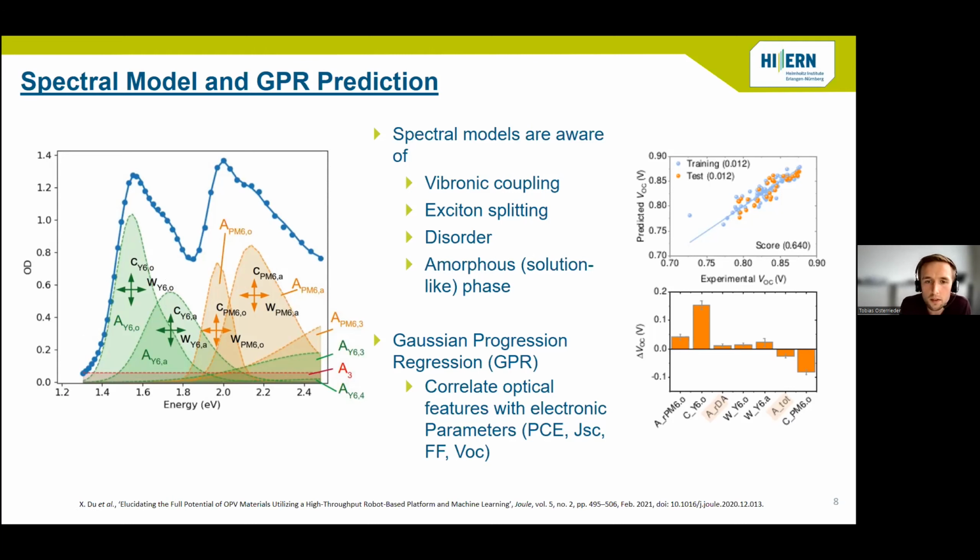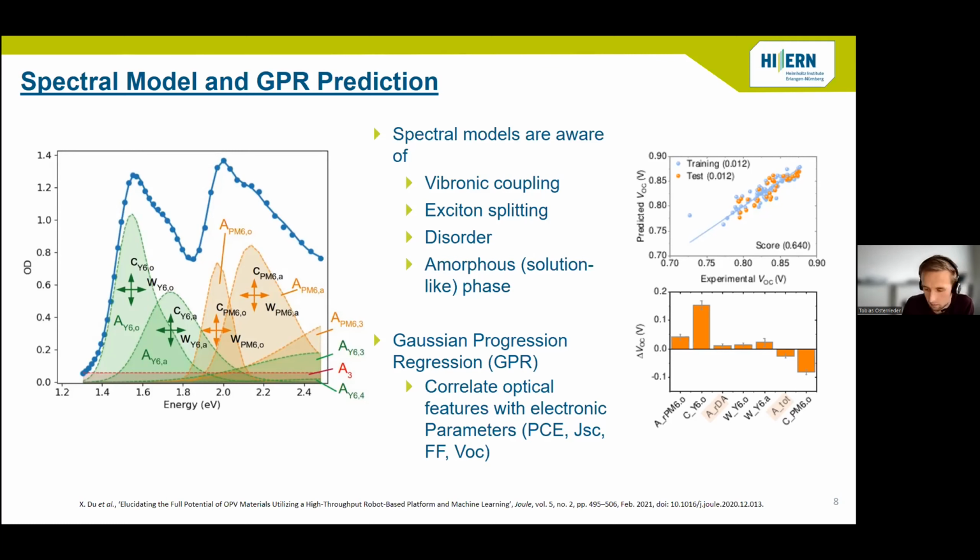And then we can use these features and try to correlate them with the electronic parameters, in our case, the efficiency. We do this with a Gaussian process regression. So we have an initial data set, we measure the absorption, we measure the efficiency, and then we train our GPR on that. Later we can use the trained model on some unknown data and predict the efficiency of the cells from the absorption spectra.